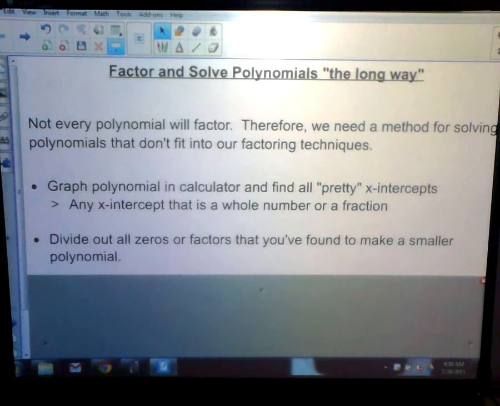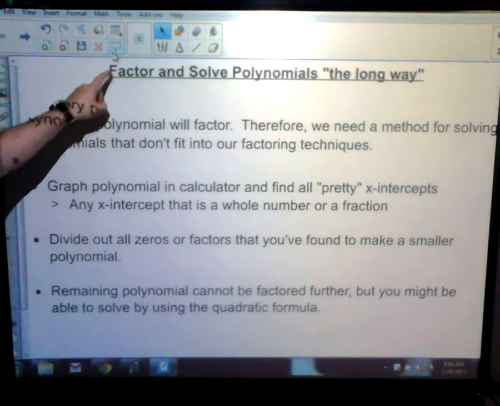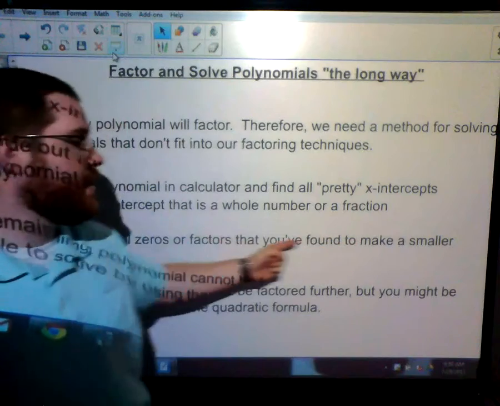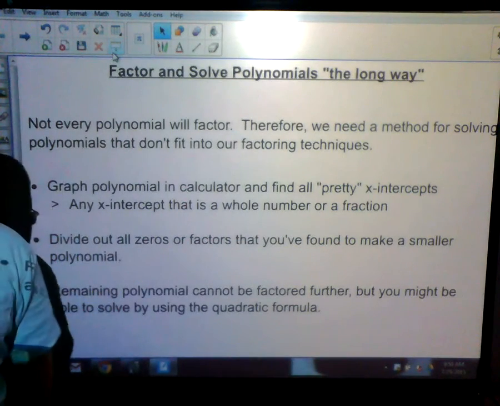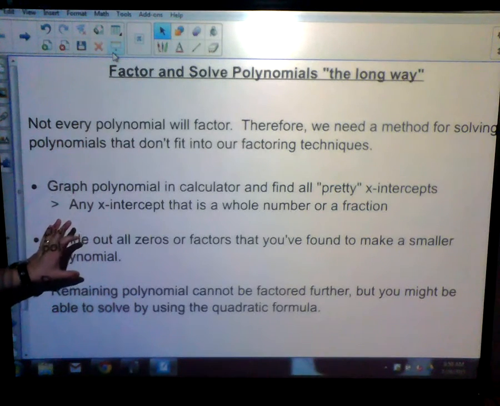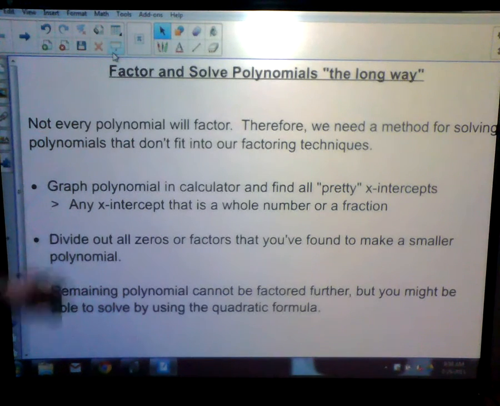Divide out all the zeros or factors that you found to make a smaller polynomial. And then the remaining polynomial cannot be factored further, but you might be able to solve by using the quadratic formula. So find all the ones in the calculator you can find, divide them out, and then use the quadratic formula on what's left. So we're going to have to use the calculator, polynomial division, and quadratic formula.